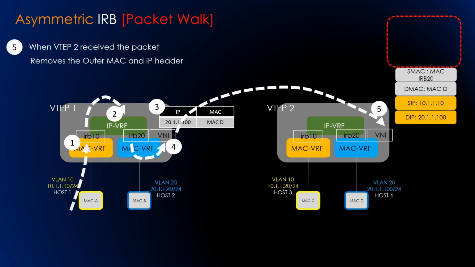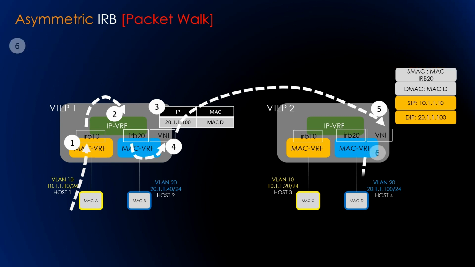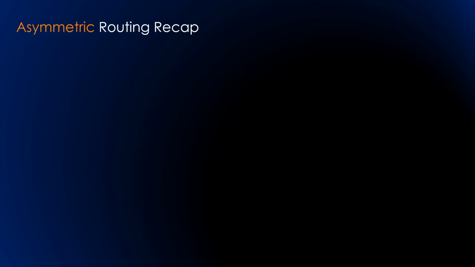So when VTEP 2 receives the packet, it removes the outer MAC address and the IP address, then removes the VXLAN header, and then it passes the packet to the MAC VRF specified by the VNI value, 20. Based on this VNI value, the MAC VRF performs a lookup to the destination and forwards the packet.